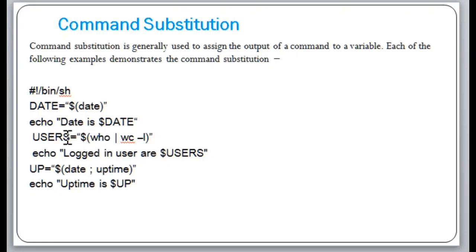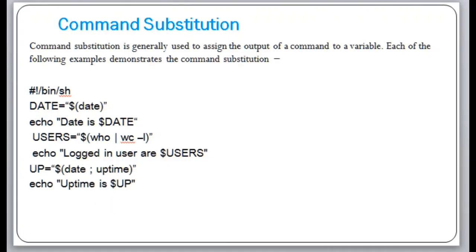Same with users. In here we're going to set the users variable equal to, so you see the $ sign here to designate it's a variable, the command who, pipe, and then the word count of who. Then finally we have echo "logged in users are" and the variable users, and it's going to give you the output of this. And the last example we have here, the variable up equals the date command and the uptime command. We're going to put both the outputs into the variable up, and we're going to echo "uptime is" and the variable up, and it's going to give us the output of that.